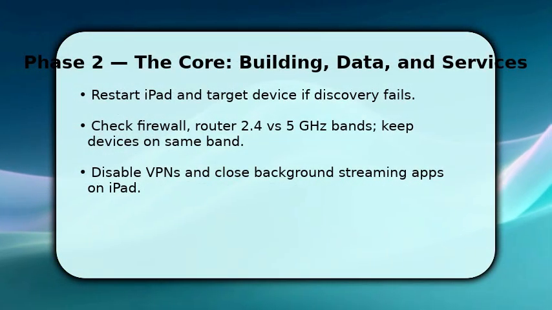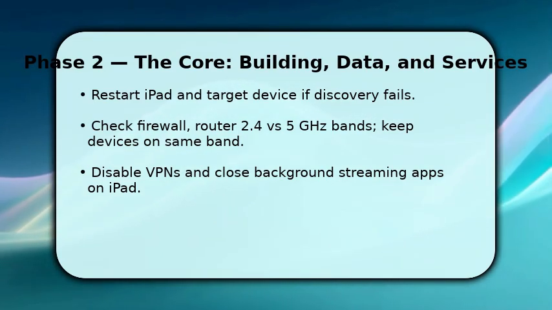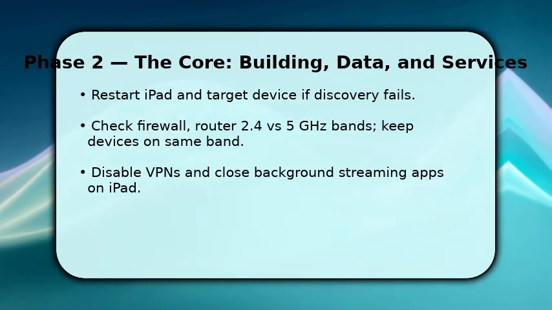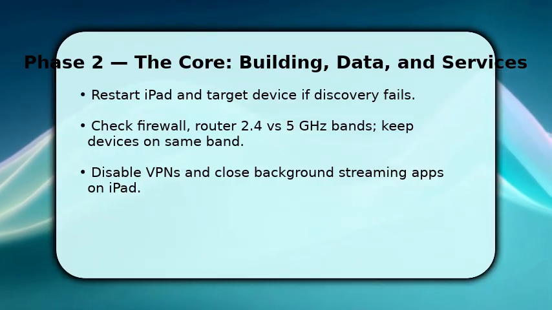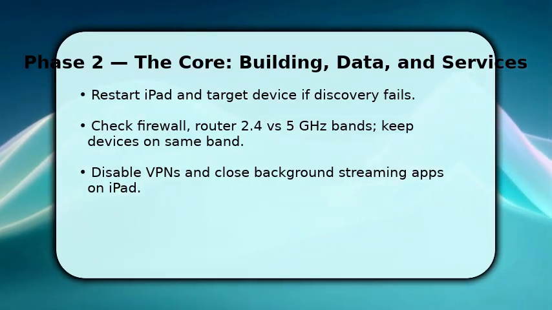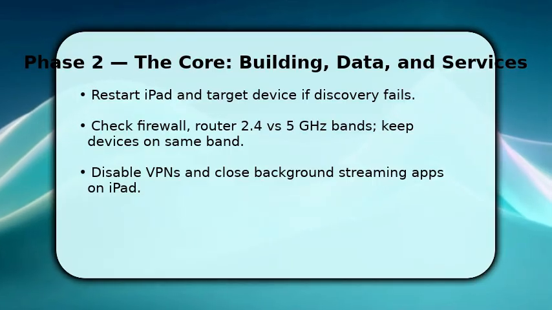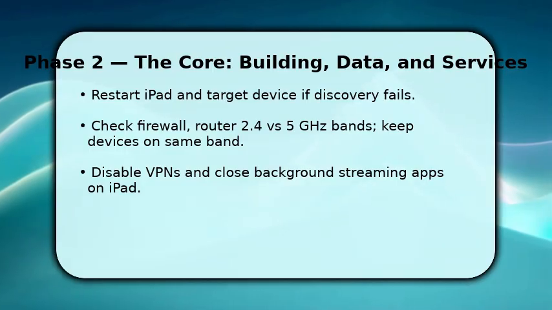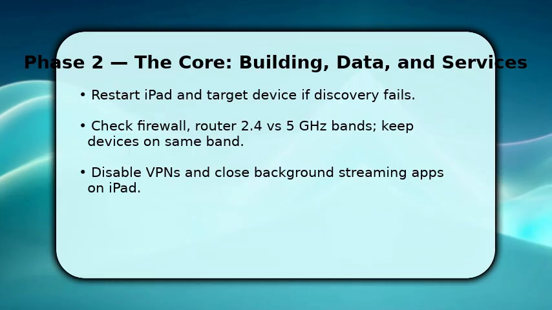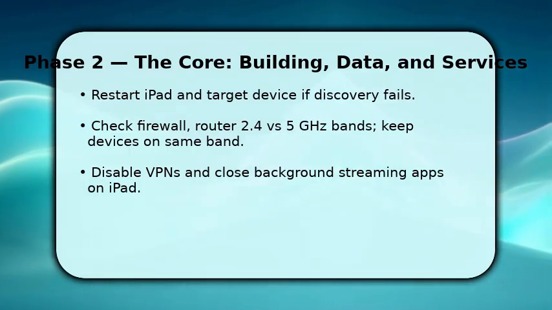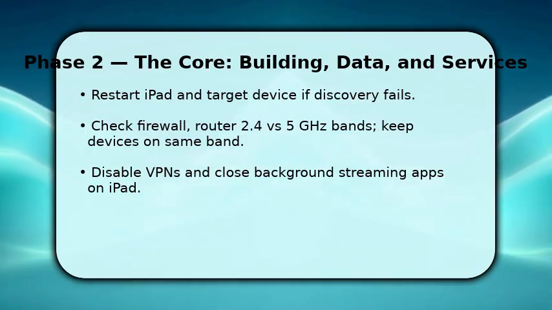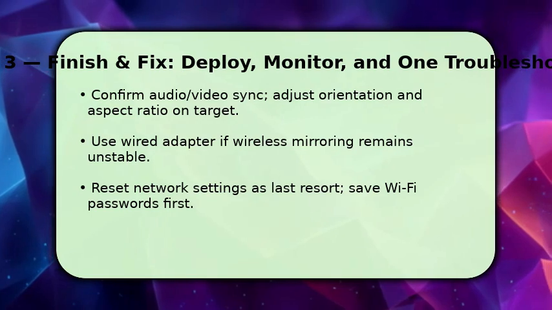If mirroring stalls, restart both devices. A quick reboot often clears discovery glitches. Then inspect your network. Make sure both the iPad and target are on the same Wi-Fi band, mismatched 2.4 versus 5 GHz can block AirPlay. Once done, turn off VPNs and quit competing apps that use casting. They can occupy the service. Also, check router firewall rules and, if possible, temporarily allow device-to-device communication so AirPlay can negotiate smoothly and transfer the stream. Finish by confirming audio and video sync.